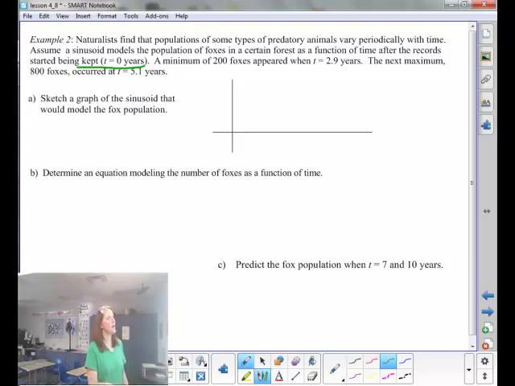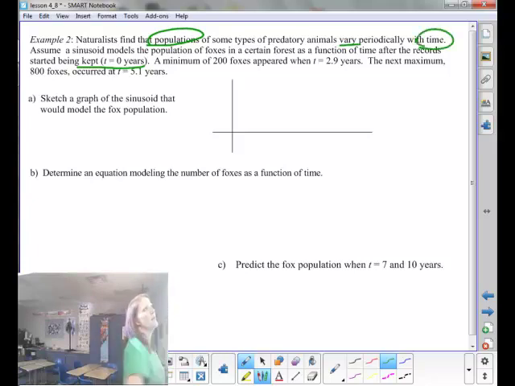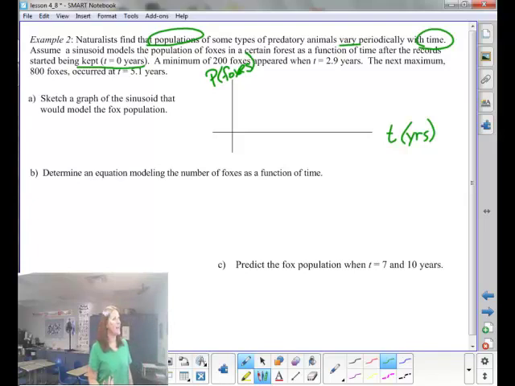Okay, we've got population, and it's going to vary periodically with time. In other words, we've got population as a function of time. So we're going to have our time here, measured in years, and our population measured in number of foxes. All right, so if we look at this again, a minimum of 200 foxes appeared. So here's 200 foxes, and that was 2.9 years later.